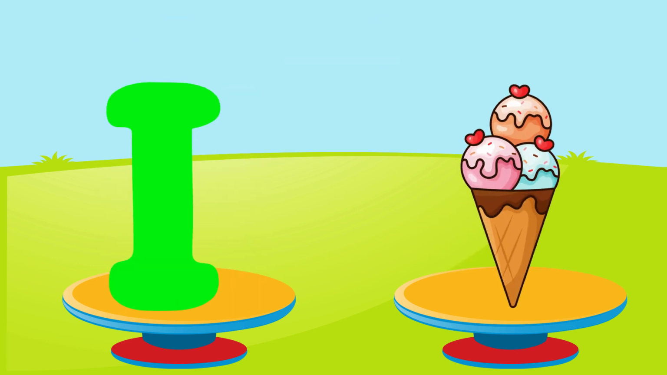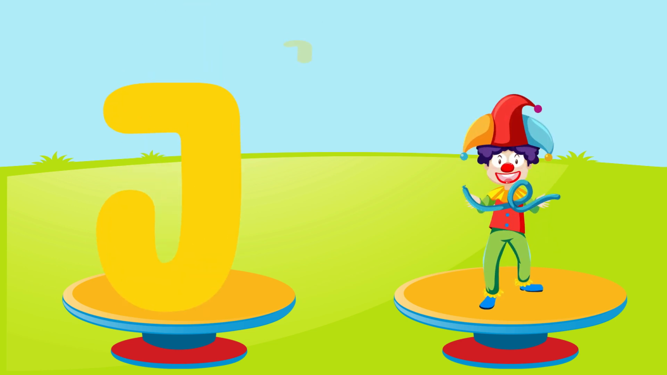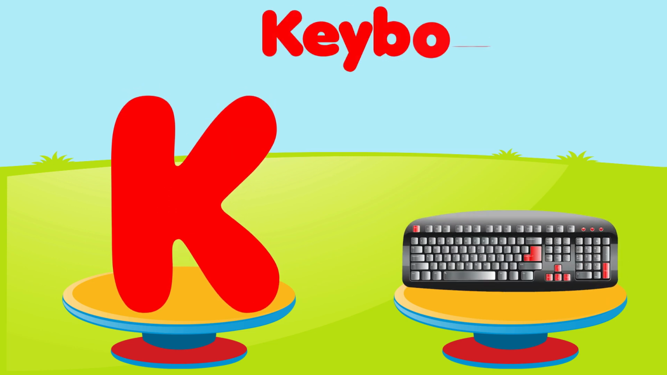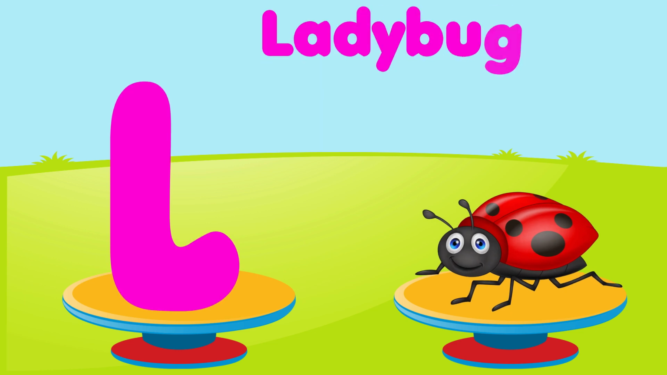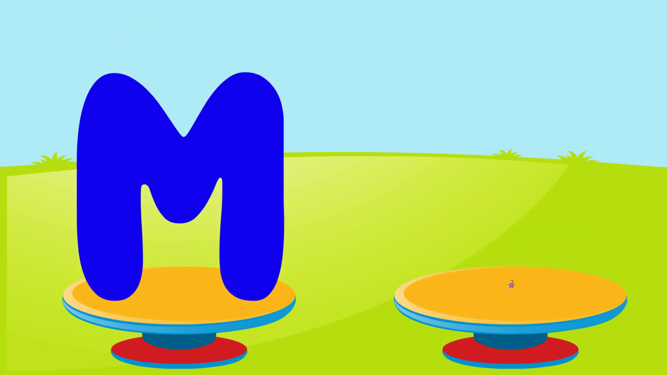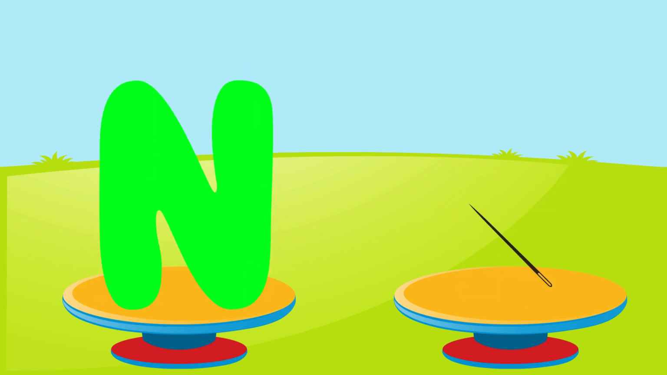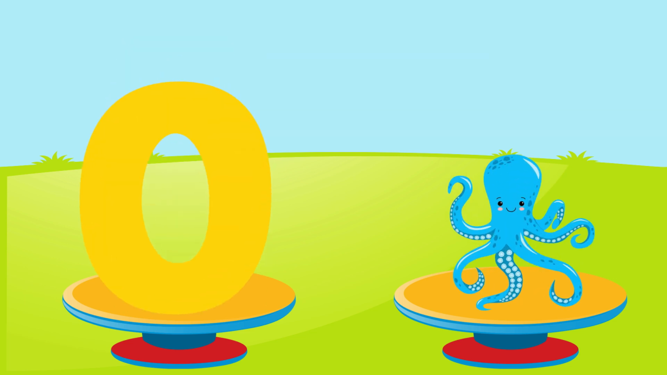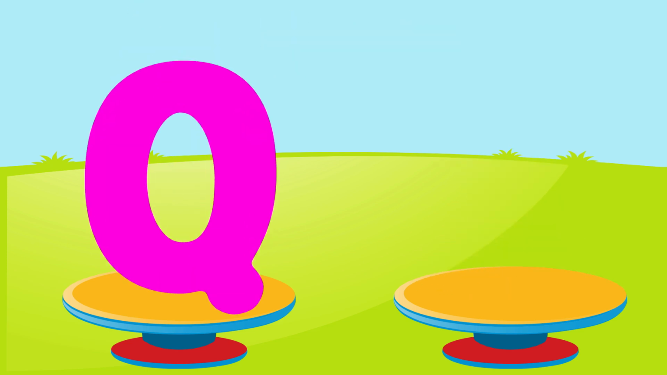I is for ice cream. I, ice cream. J is for joker. J, j, joker. K is for keyboard. K, k, keyboard. L is for ladybug. L, ladybug. M is for monkey. M, monkey. N is for needle. N, needle. O is for octopus. Octopus. P is for parrot. P, parrot. Q is for queen.